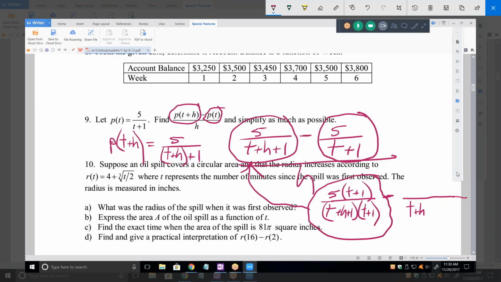Common denominator is still this. What's this numerator? 5 times. What's got to go into parentheses so that this fraction is the same as what I started with? t plus h plus 1.